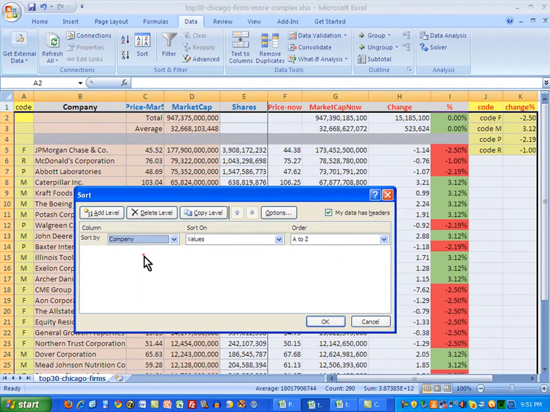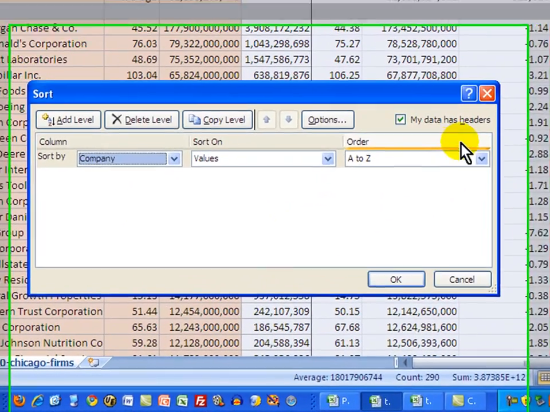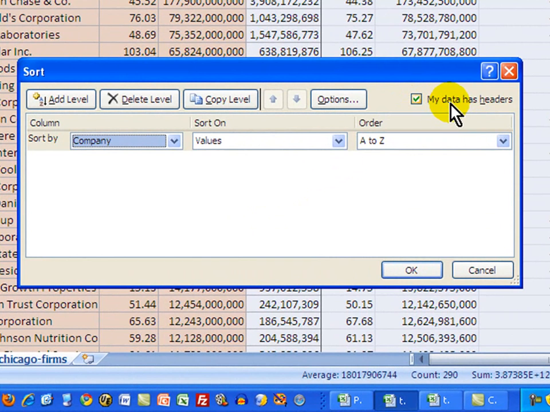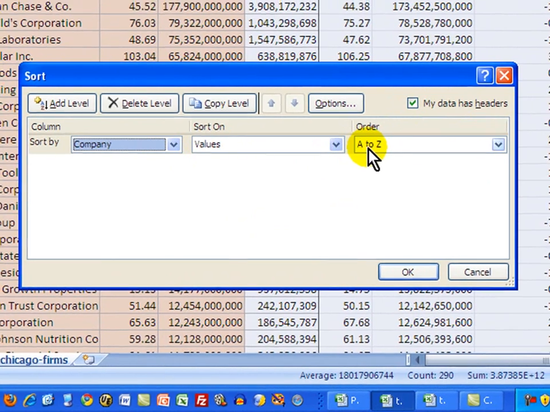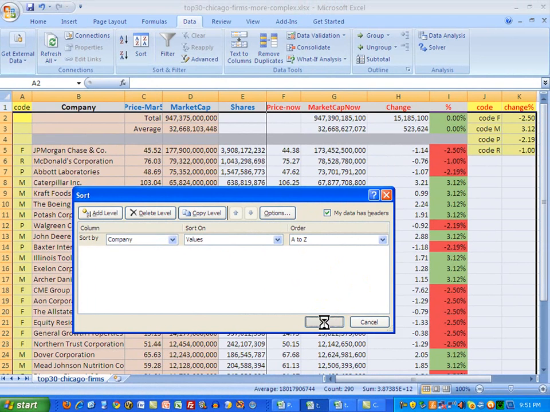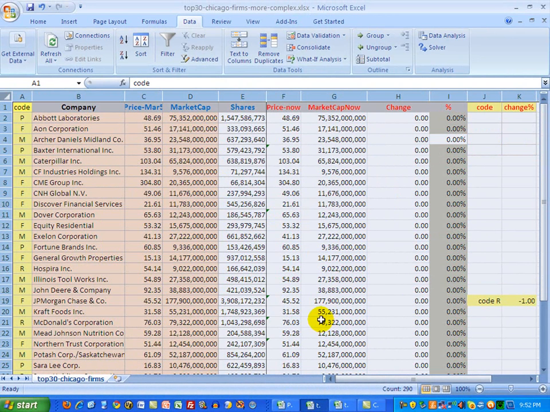Suppose I want to put the company names into alphabetical sequence. I've indicated My Data Has Headers. Company name is the field to sort on. And A to Z would mean ascending, alphabetical order. Well, things have changed quite a bit, and not for the better.